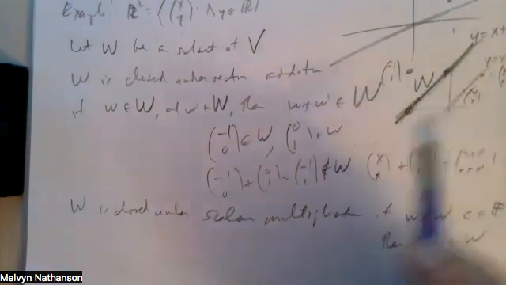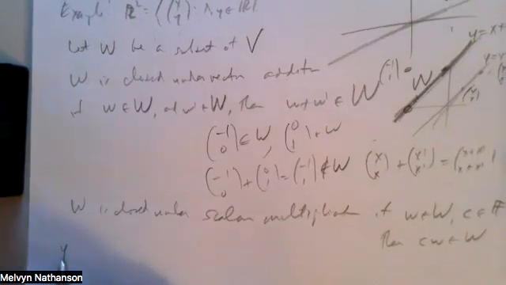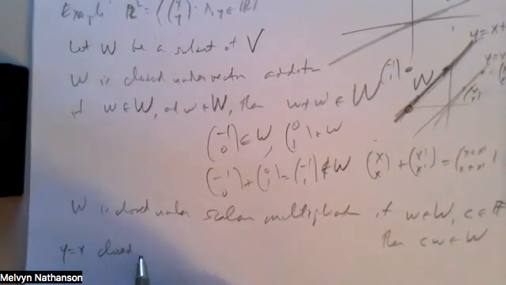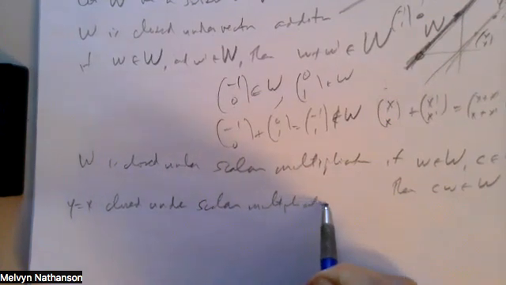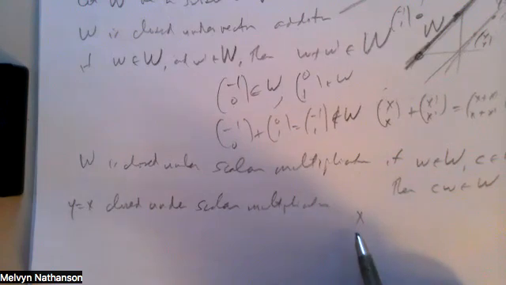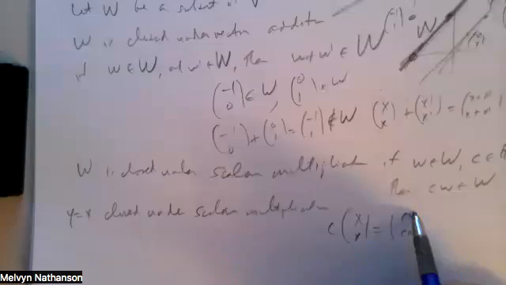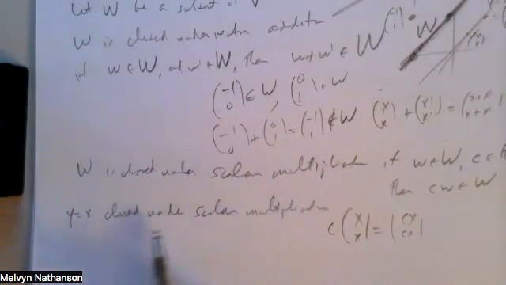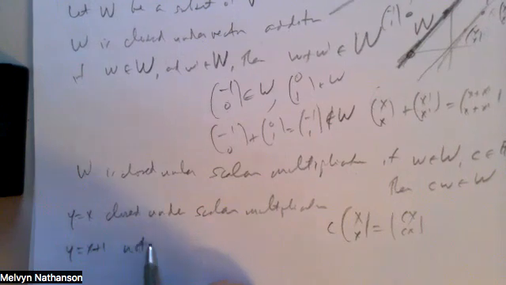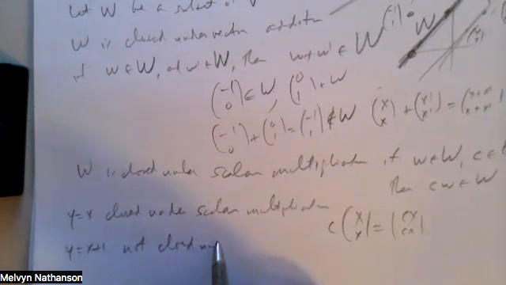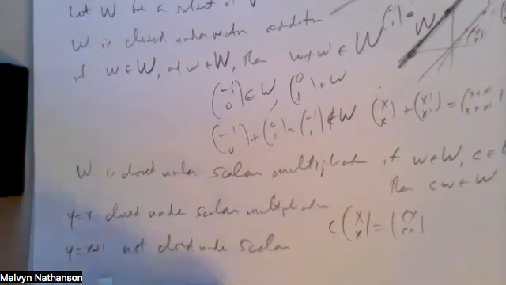So for example, the line y equals x is closed under scalar multiplication, because if I take the vector x and multiply it by c, I get cx, and these two coordinates are the same. So the line y equals x is closed under scalar multiplication. But the line y equals x plus 1 is not closed under scalar multiplication.